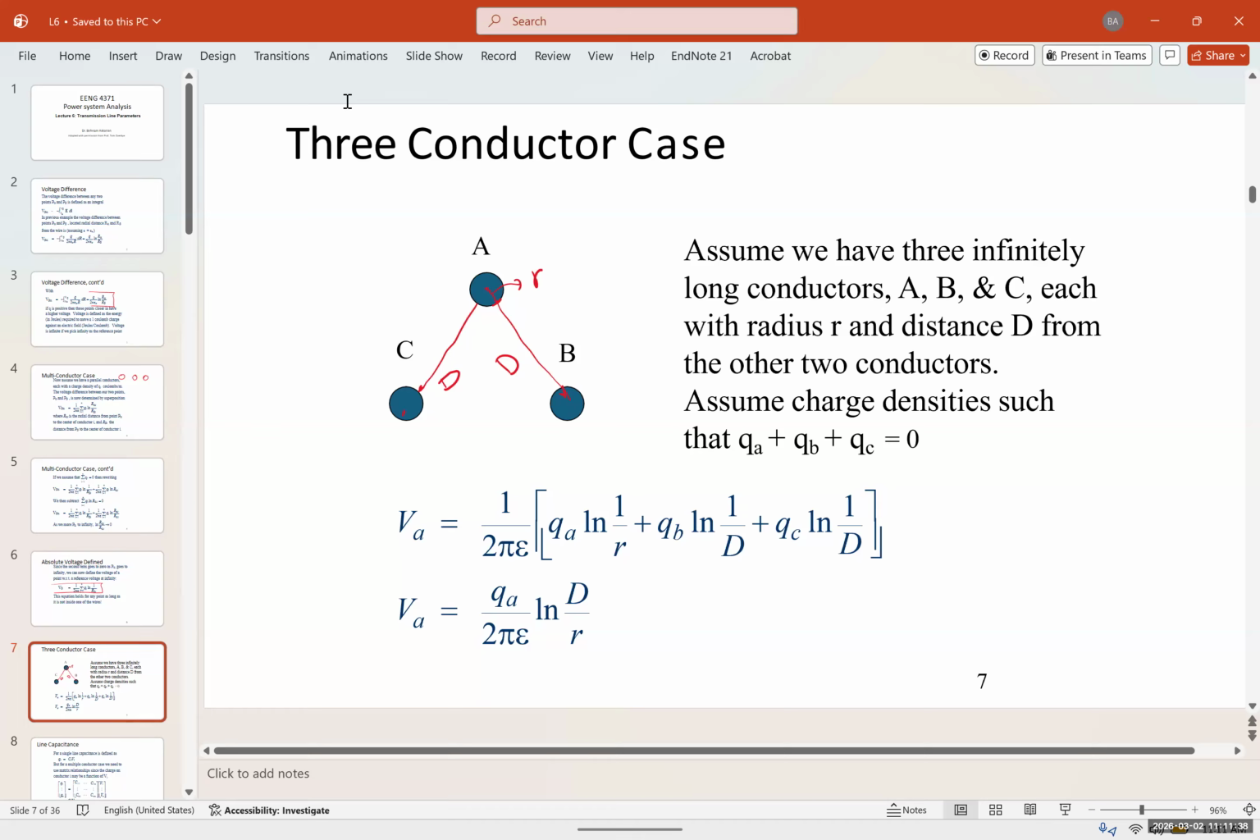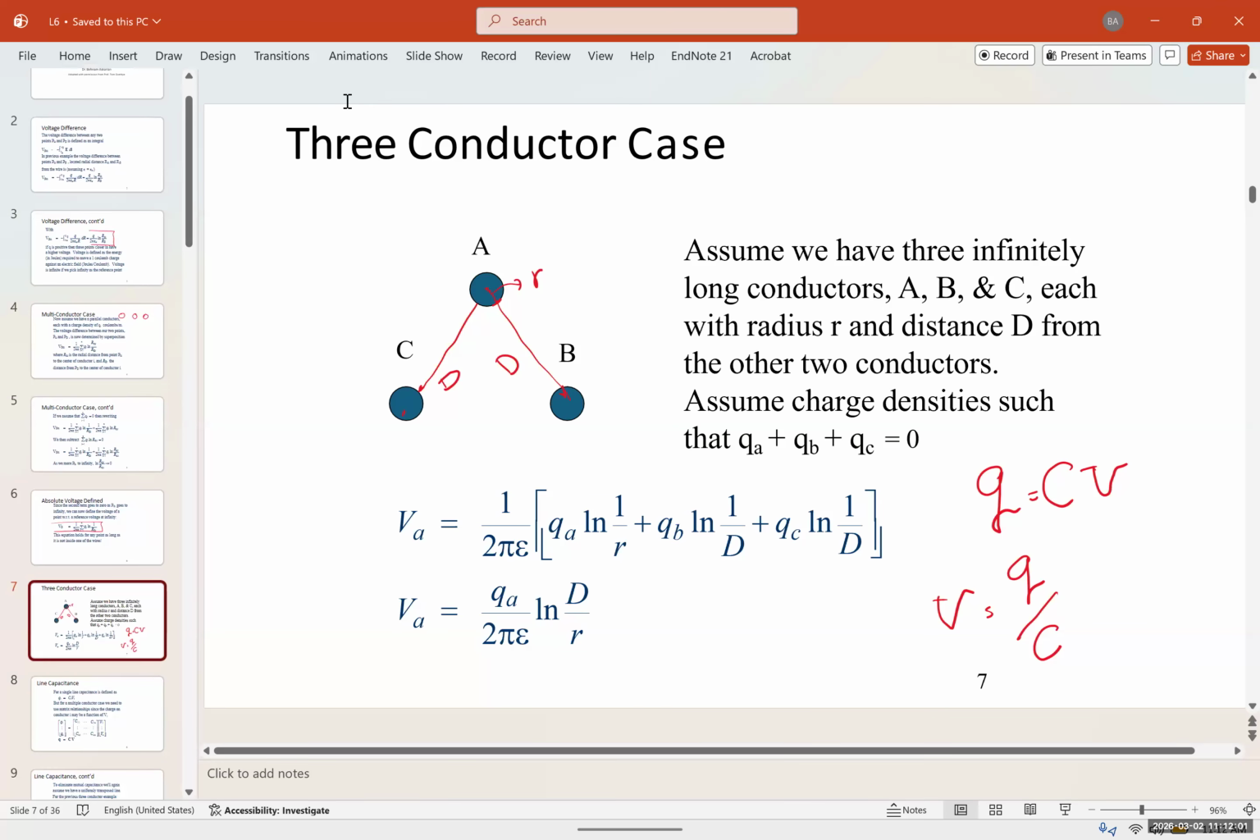Now, do you remember the equation for charge? What is Q equal to? Q is equal to CV. In other words, V is equal to Q over C. Correct? And also, C is equal to Q over V.